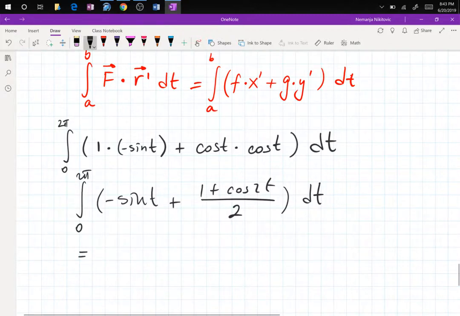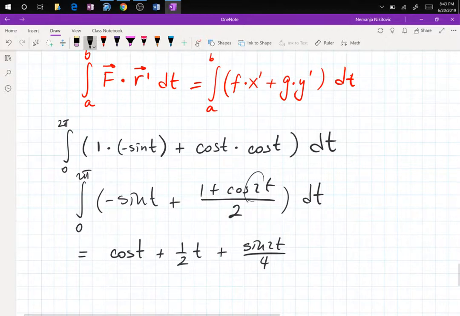Integral of sine is negative cosine, which kills the negative, so it's just cosine t. Plus the integral of 1/2 is 1/2 t. And the integral of cosine 2t is going to be sine 2t over 4, because there is a 2 that was already in the denominator, and then the other 2 is because it was 2t. Everything computed from 0 to 2 pi.